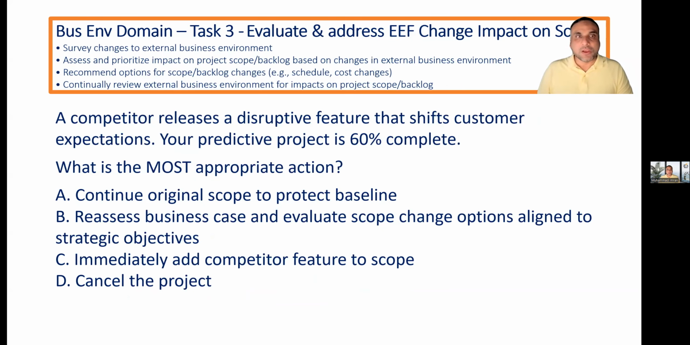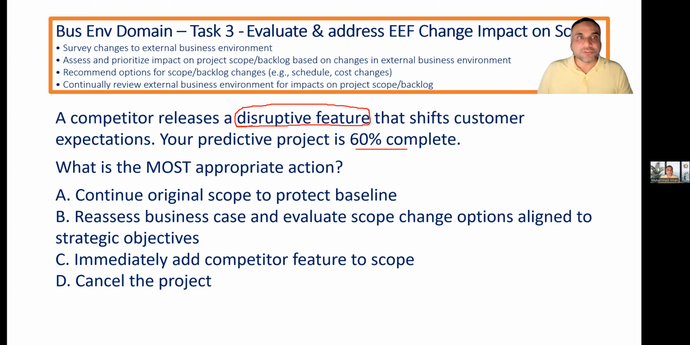Let's go next. A competitor releases a disruptive feature that shifts customer expectations. Your predictive project is 60% complete. When you read the words disruptive feature, can you make disruptive features in a predictive way? Is it easy, doable? No, right? You have to try experimentation, and you have to go beyond that limit. So maybe we need to change our project approach from predictive to hybrid to deliver that.